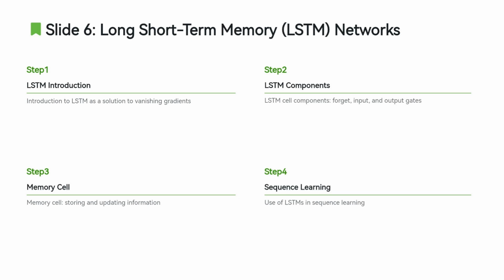These gates, in combination with a memory cell, allow LSTMs to retain and update information over longer sequences, which significantly improves their performance on tasks like language modeling and machine translation, where long-term dependencies are crucial. LSTMs are less prone to vanishing gradients due to their internal mechanism for controlling information flow.